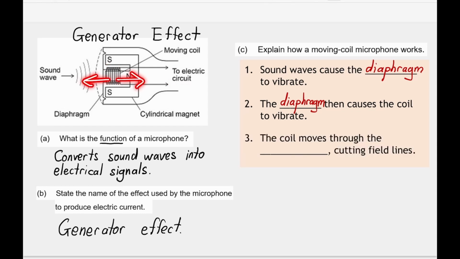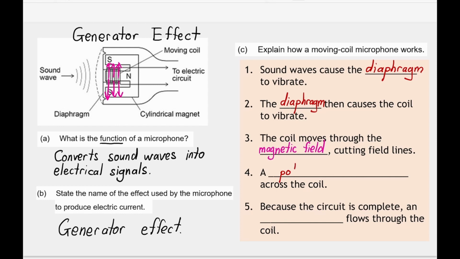As the coil vibrates back and forth, it cuts through the magnetic field lines of the permanent magnet shown here. I will draw its field lines going from north to south so you can visualize the coil cutting through them. Writing our answer here, the coil moves through the magnetic field, cutting field lines. You should remember that when a conductor cuts through a magnetic field, a potential difference and current is then induced. The current is only induced in a complete circuit, and we need to make this clear in our answer.